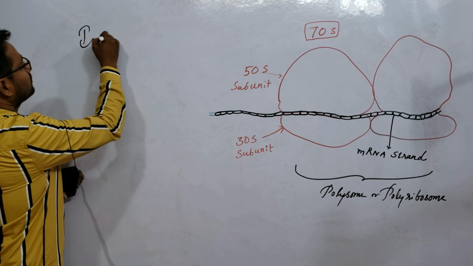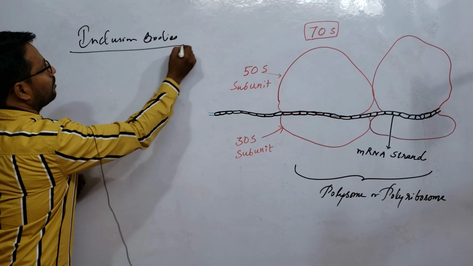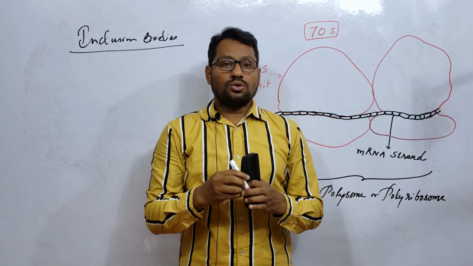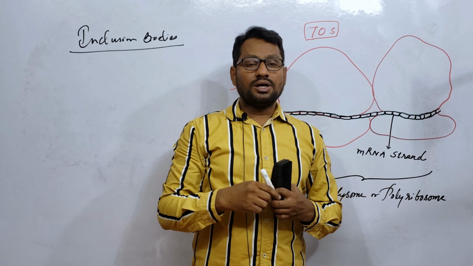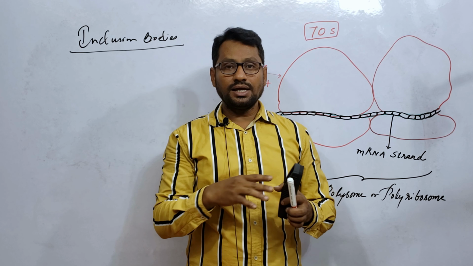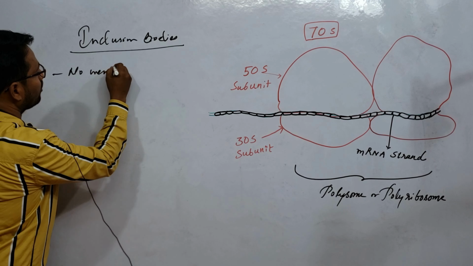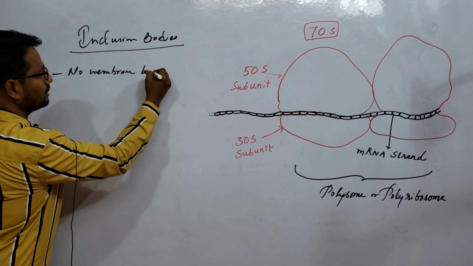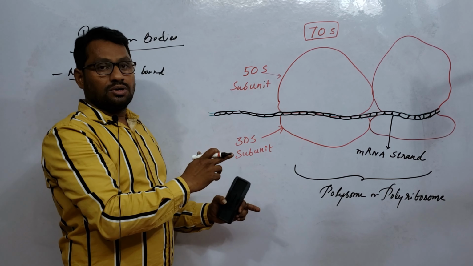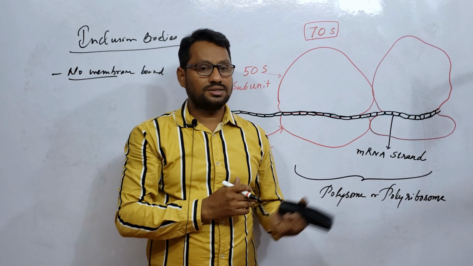Now, we will discuss inclusion bodies. So, what are inclusion bodies? In bacteria, reserve materials are stored in the cytoplasm in the form of inclusion bodies. There is no membrane around the inclusion body, so they are freely moving in the cytoplasm. They are non-membrane bound organelles. The same goes for ribosomes. Ribosomes are also non-membrane bound organelles found in both prokaryotes and eukaryotes.